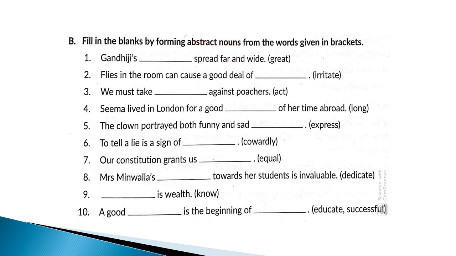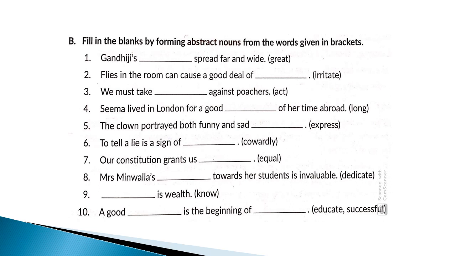Dash is wealth. Don't write health is wealth because the option is given here. You have to change no into an abstract noun. A good dash is the beginning of dash. So educate and successful are given here. In the first blank, use the word educate as an abstract noun. Change it into that abstract form. In the second, use successful and change it into abstract form.